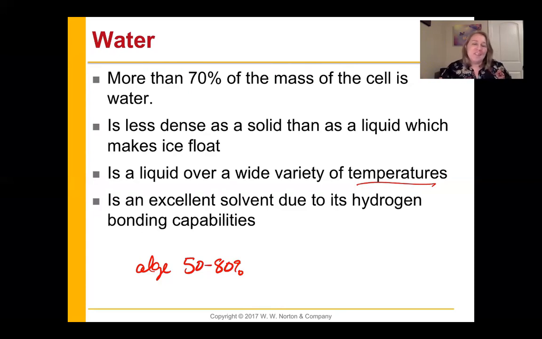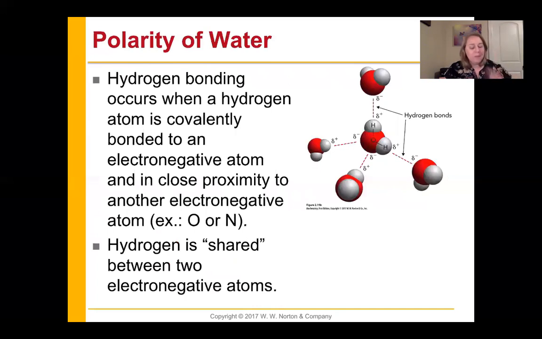And also it's a great solvent because of those hydrogen bonding capabilities, right? Because it's polar. And so we're going to talk about that in detail. So let's talk about that polarity of water. Hydrogen bonding occurs when a hydrogen atom is covalently bonded to an electronegative atom and in close proximity to another electronegative atom. So here's a hydrogen that is covalently bonded to an electronegative atom, and it can be nitrogen, oxygen, fluorine, sulfur. Those are kind of the big electronegative ones.